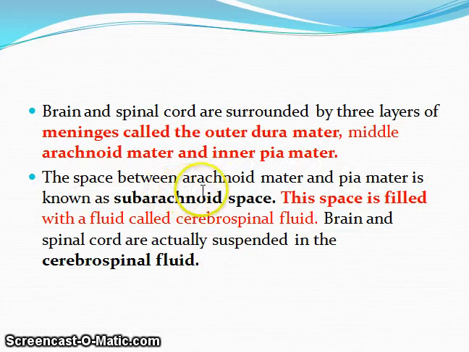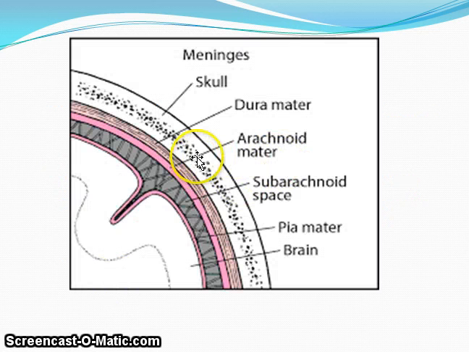The space between the arachnoid mater and pia mater is known as subarachnoid space. This space is filled with a fluid called cerebrospinal fluid. This is very important, where the cerebrospinal fluid is located. So it is present in the subarachnoid space. The brain and spinal cord are actually suspended in the cerebrospinal fluid. CSF is very important for the brain and spinal cord. Fine. These are the 3 layers of the meninges.